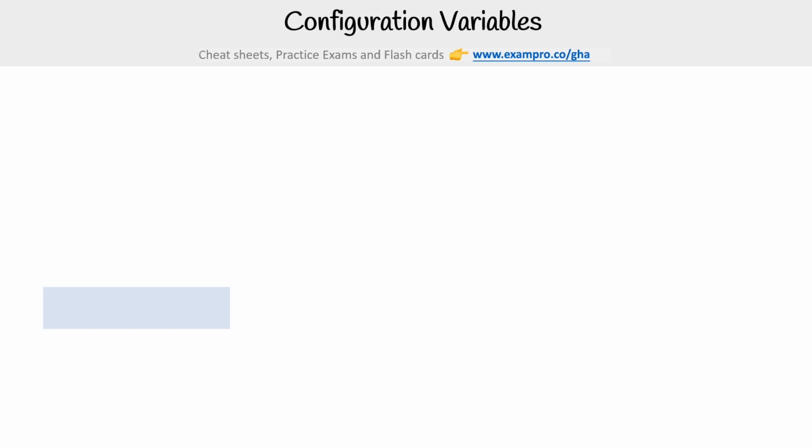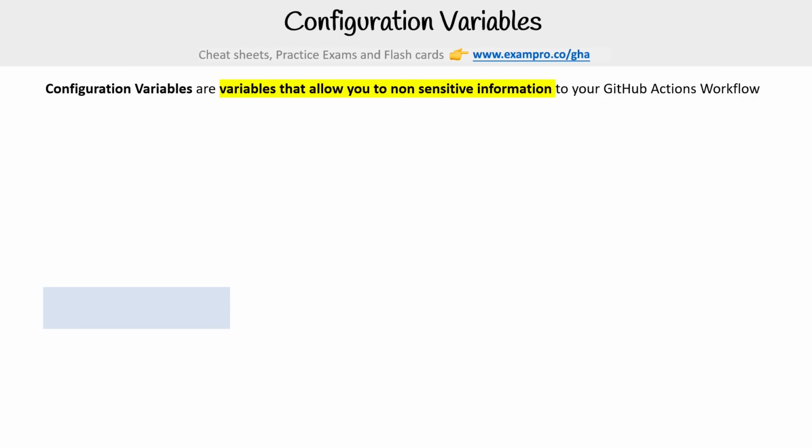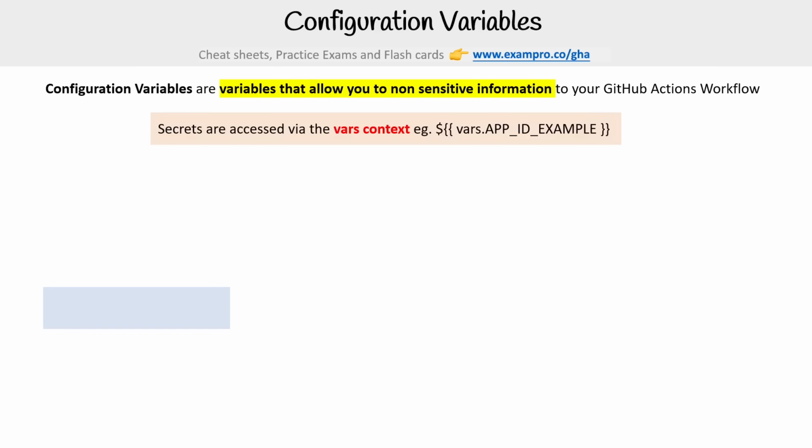Hey, this is Andrew Brown, and we are taking a look at configuration variables. These are variables that allow you to store non-sensitive information to your GitHub Actions workflow. So it's basically the same thing as secrets, except it's for non-sensitive information. It uses the vars context. So it's going to have very similar structure.